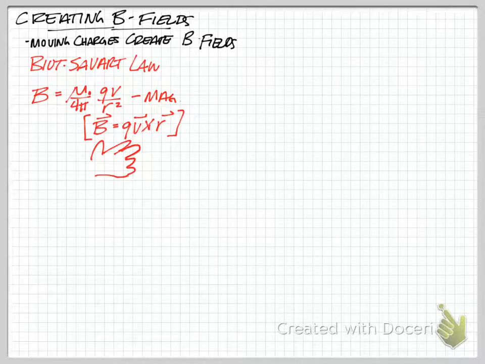So, if we have a positive charge that is moving in this direction, the magnetic field created by that positive charge, at this spot here, the radius points to that spot. So take your pointer finger, point it in the direction of the velocity.